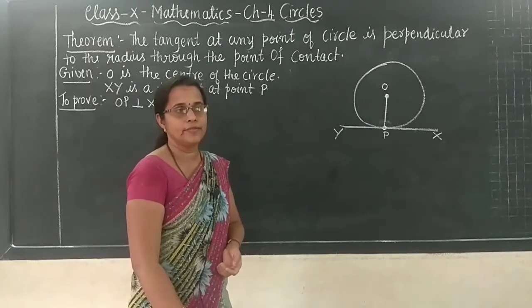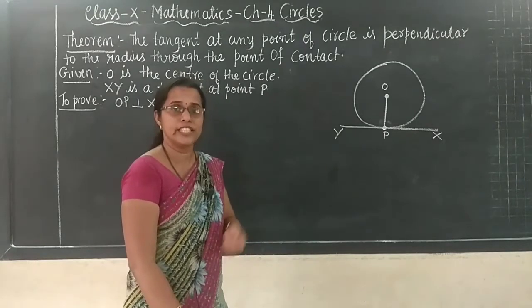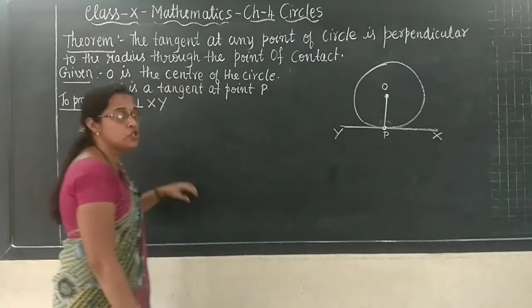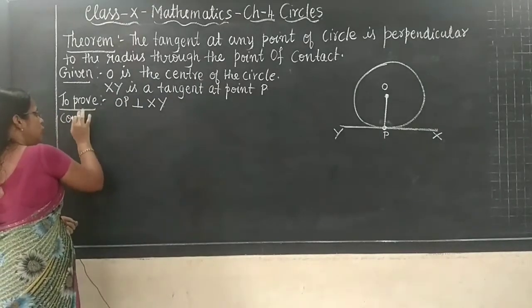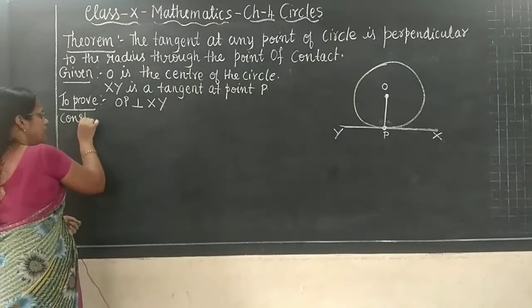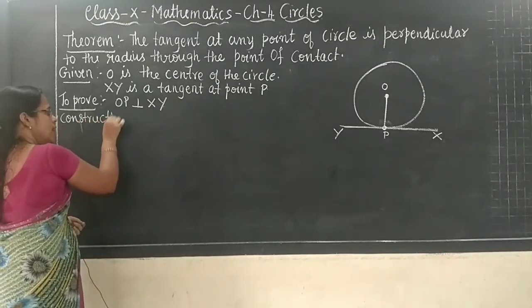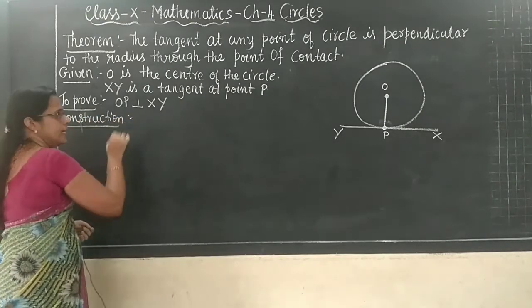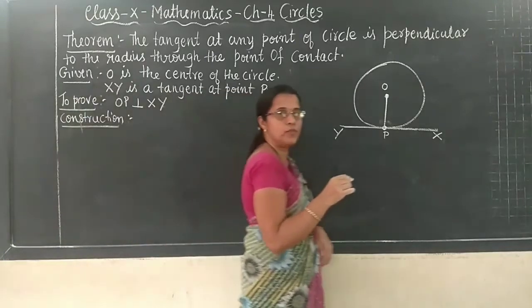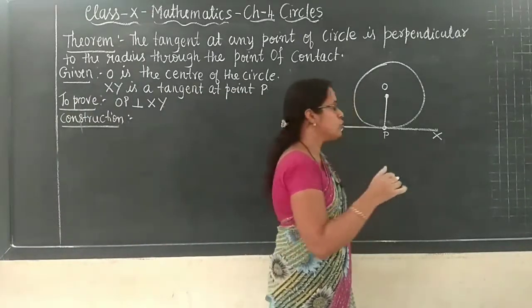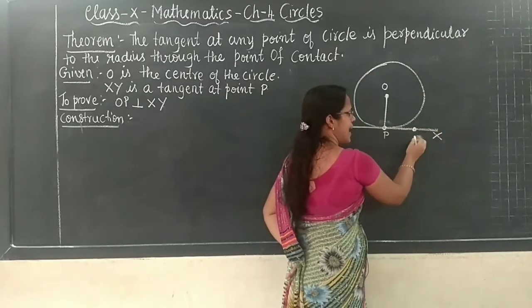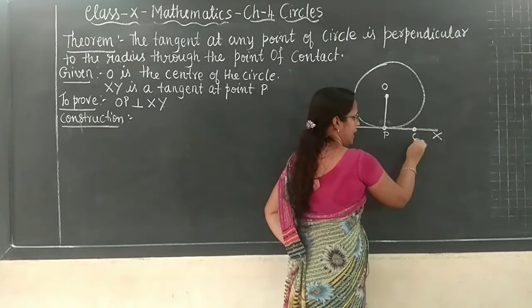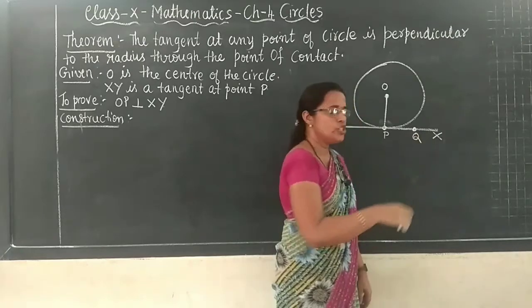How to prove that? What can I do to prove this? To prove perpendicular, what I can do is take a construction. Okay, what construction do you want to do? See here, you have to join one more line. Take any point on the tangent. If I take it here as Q, join this.